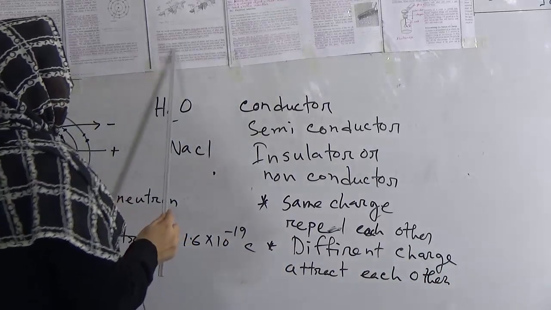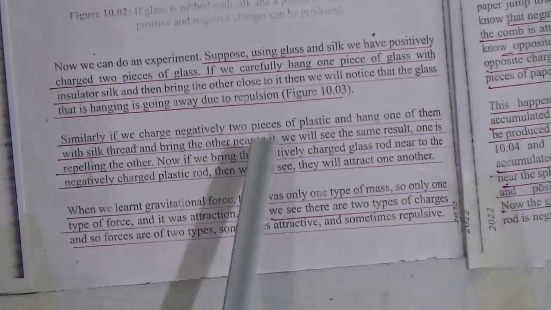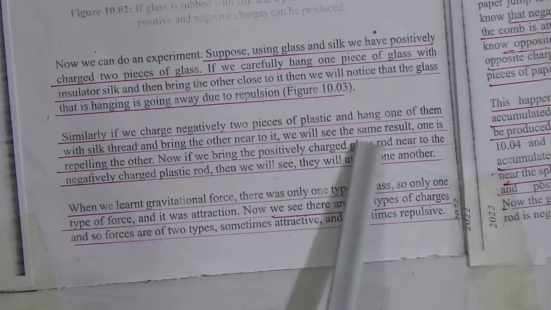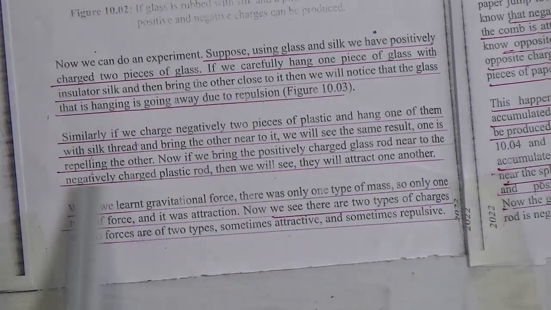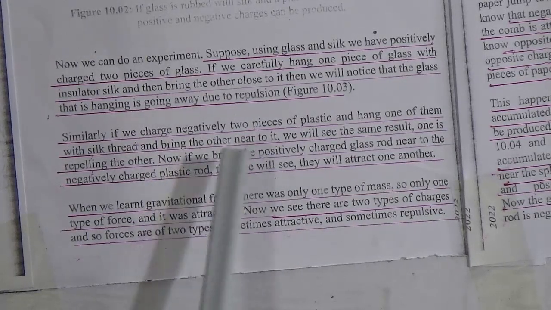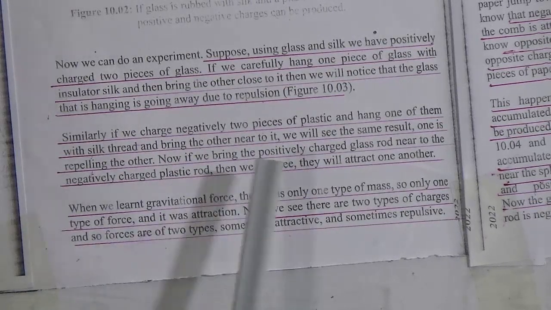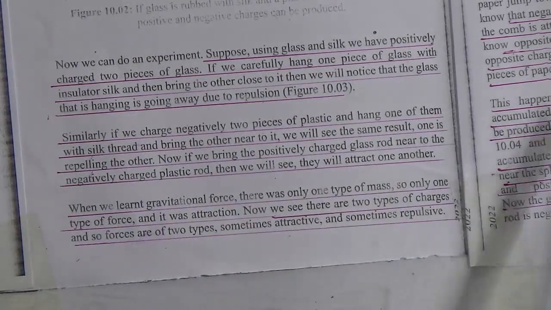Similarly, if we charge two pieces of plastic negatively and hang one of them with silk thread and bring the other near to it, we will see the same result: they repel each other. Now if we bring the positively charged glass rod near the negatively charged plastic rod, we will see that they attract one another.